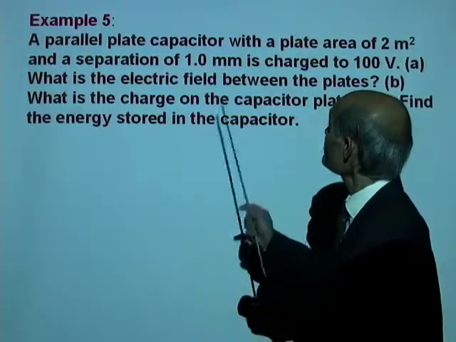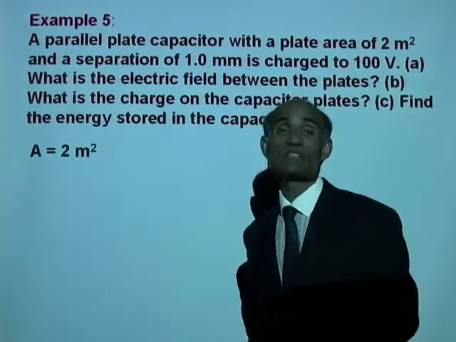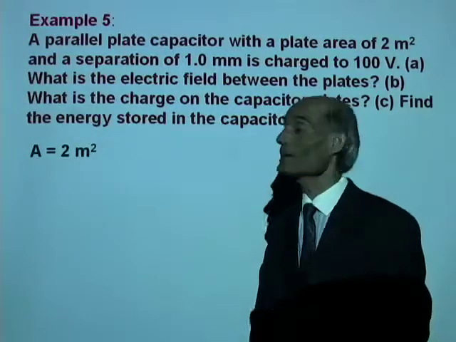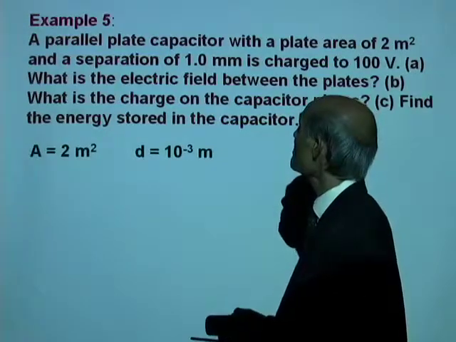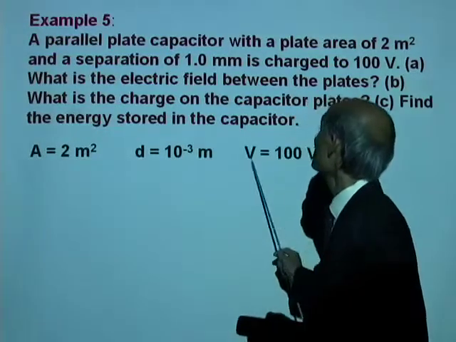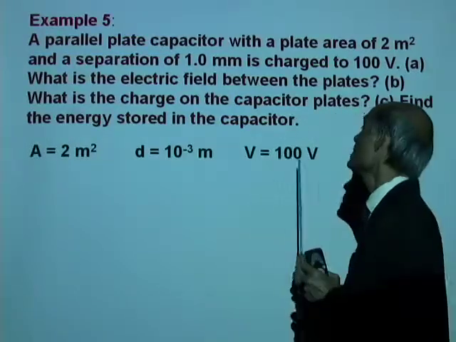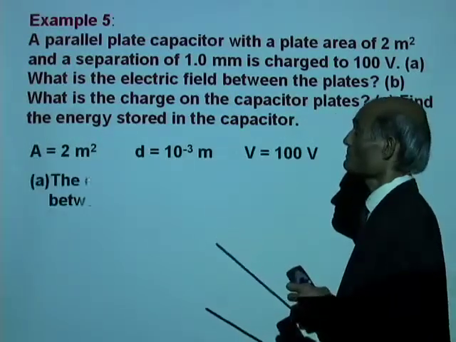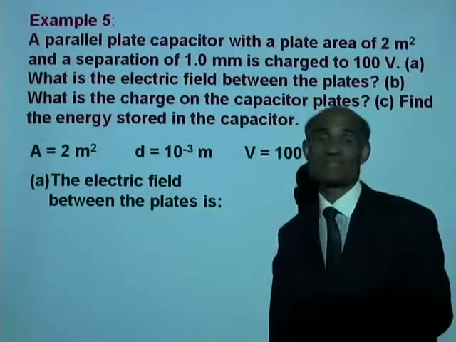Okay, let's see what are the given things. You know the area of the plates is 2 meters squared. The plate separation is 10 to the negative 3 meter. And the potential difference between the capacitor plates is 100 volts. What is the electric field between the plates?